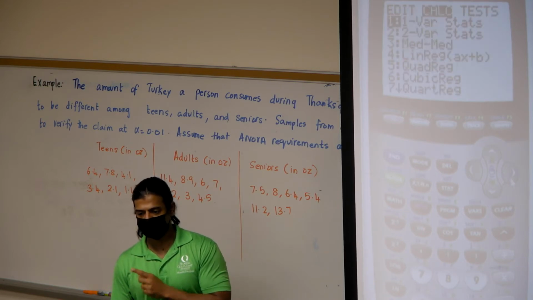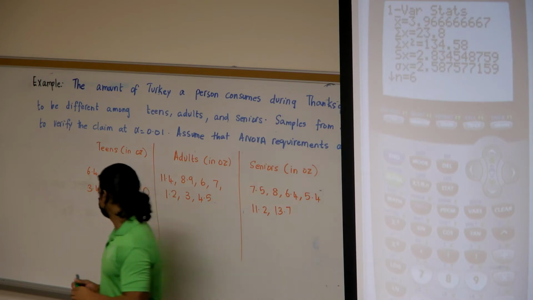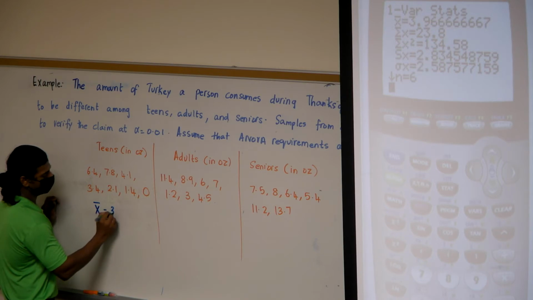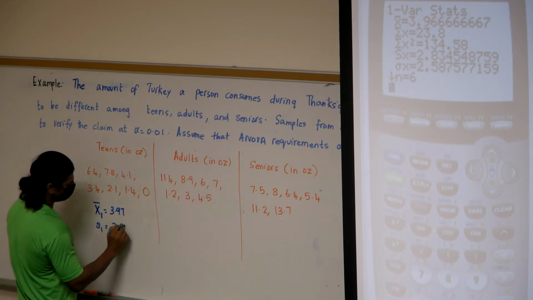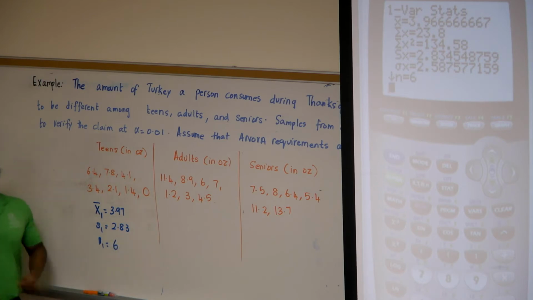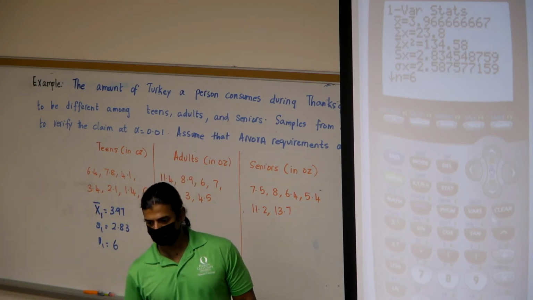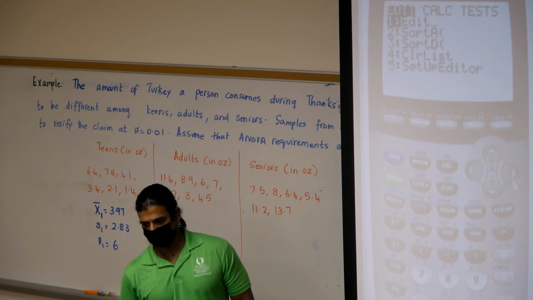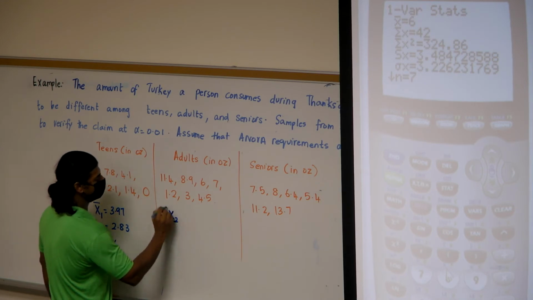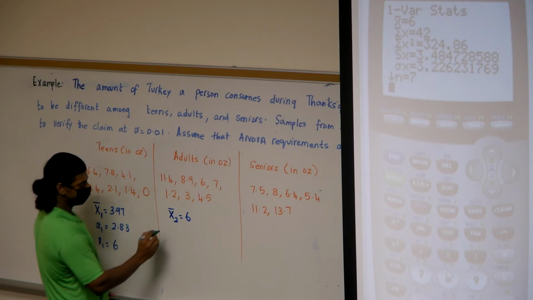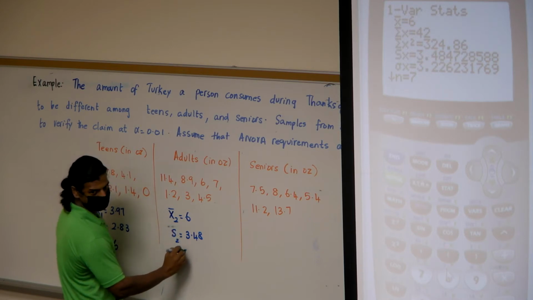Press start, go over to one variable statistics. On list one, it gives us the mean, so x1 bar is 3.97. The standard deviation is 2.83. The number of observations is 6. Do the same for list 2. X2 bar is 6. S is 3.48. The sample size is 7.